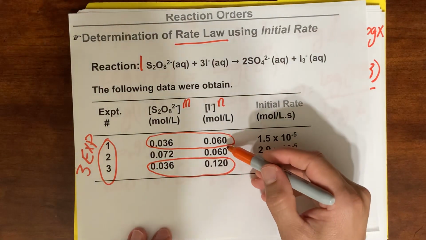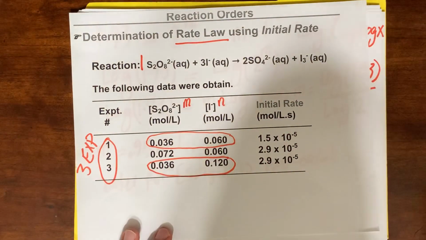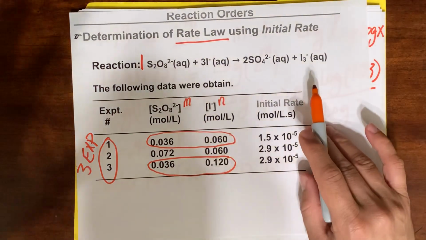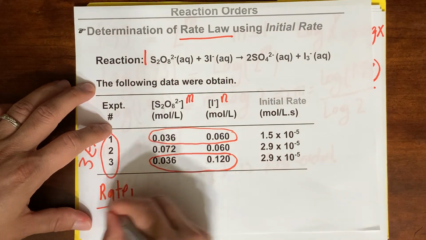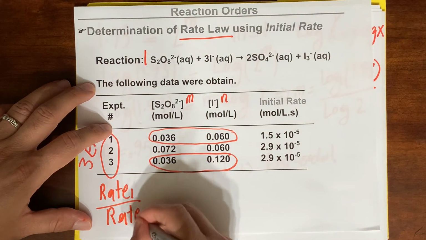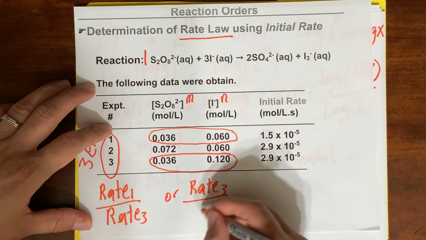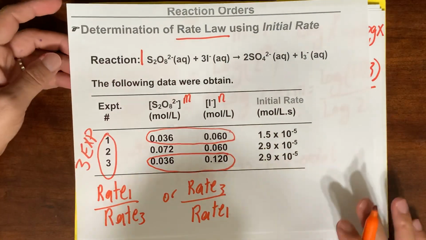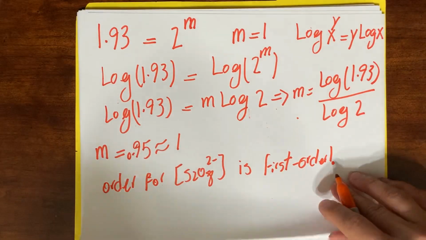Does it matter whether I divide 1 by 3 or 3 by 1? Not really. Any way you do the calculation, the answer is going to be correct. Whether you go with rate of first divided by rate of third, or rate of third divided by rate of first, the result will be the same. Okay, so now let's go through the second one.